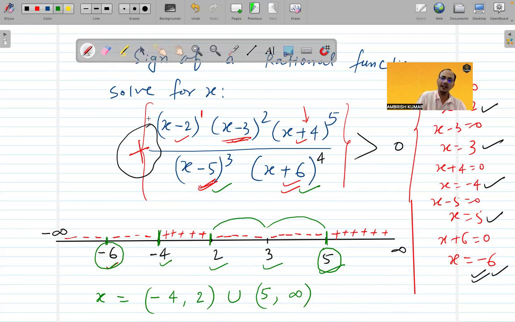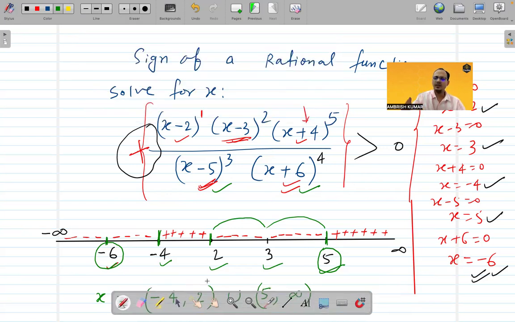Clear? Yes, we have the equality sign. Then we can take the answers in closed interval. But again, minus 5, 5 and minus 6, that cannot be in closed interval. Clear? I will be writing down these rules, no problem with that.